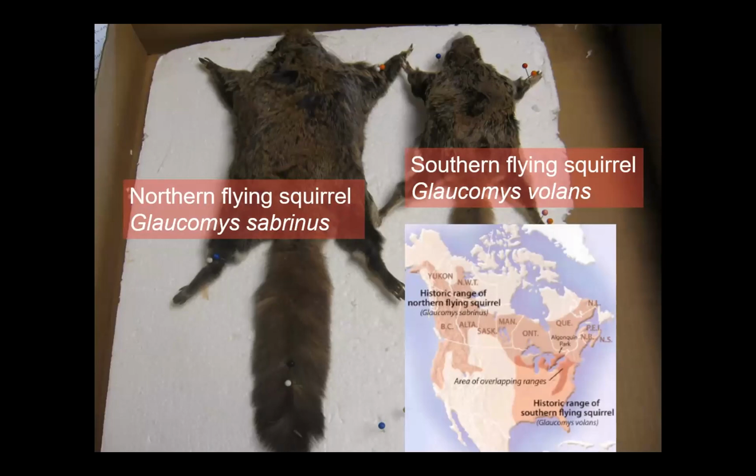We have two species of flying squirrel, the northern flying squirrel and the southern flying squirrel. The northern flying squirrel is bigger. It's the one on the left in that picture. And it has a boreal forest distribution, and the southern flying squirrel has this sort of distribution in the eastern temperate forest.